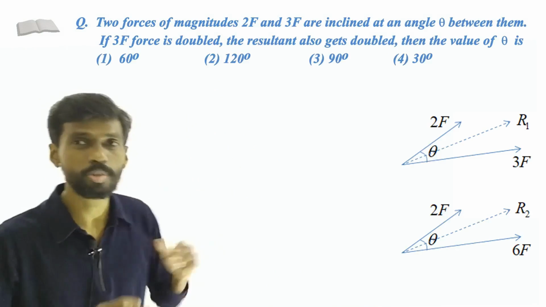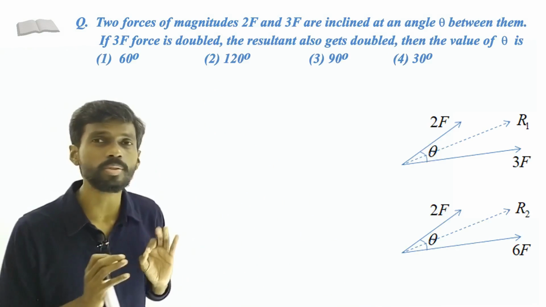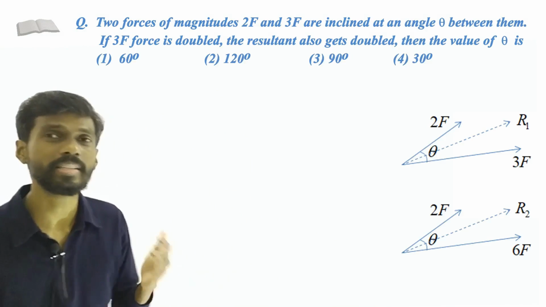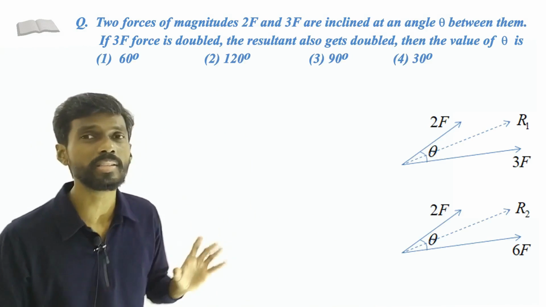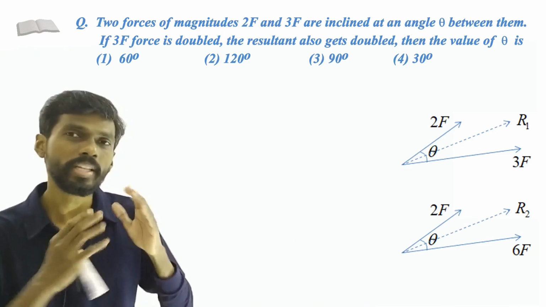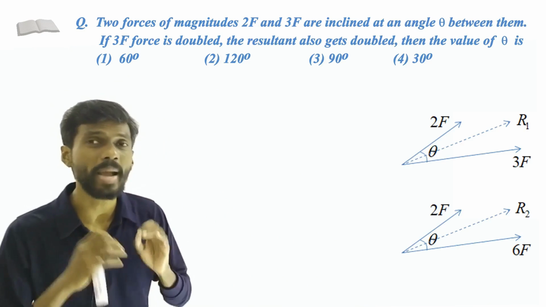There are two forces, which means two vectors, right? There is the resultant of these two forces, and in the next case, one of these forces is doubled. So what will be the resultant? There is a relation between the resultants in these two cases. Now using that, we have to find the angle between these two vectors. Yes. Now when there are two vectors, what is the magnitude of the resultant vector?